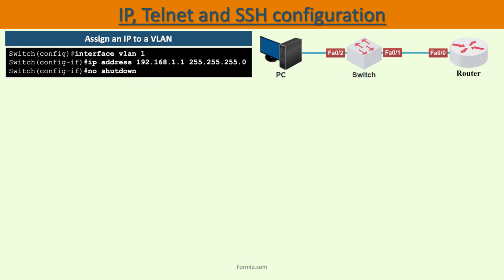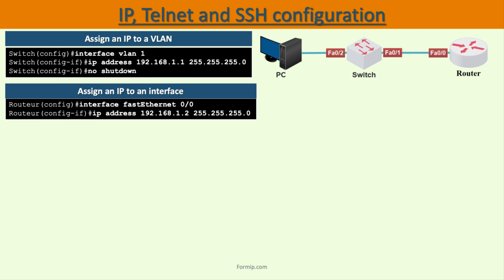Now, let's see how to set up an IP address on a router. You have to start by logging in to the interface. Here, it's FastEthernet 0/0. It is then assigned an IP address as for the switch, with the command ip address. Now that we're good at IPs, let's go back to our switch and set up Telnet access to it so that we can connect at a distance.